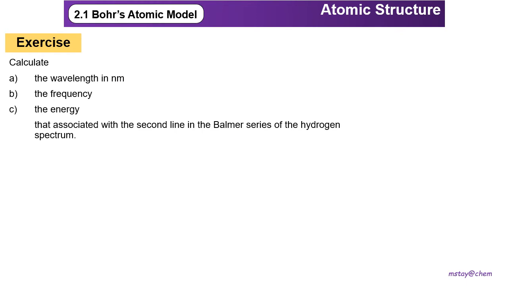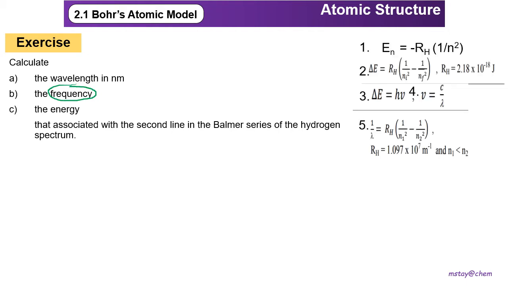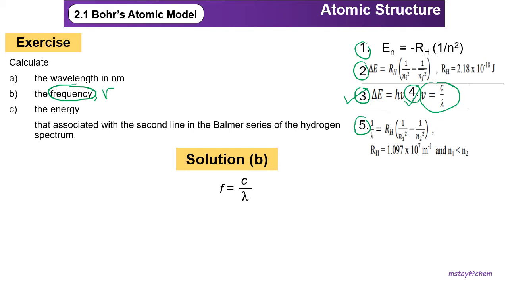Now let's proceed to question B. Calculate the frequency. Again, we list down all the formulas. We have 5 formulas. The formulas that involve frequency are the third formula and the fourth formula. The symbol for frequency is like a v sign, which we read as nu. We cannot use the third formula because from the question, we still have no idea what the change of energy is. But we can use the fourth formula. So let's check. Yes, we can use the fourth formula.